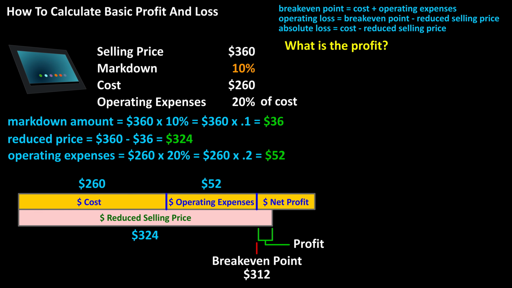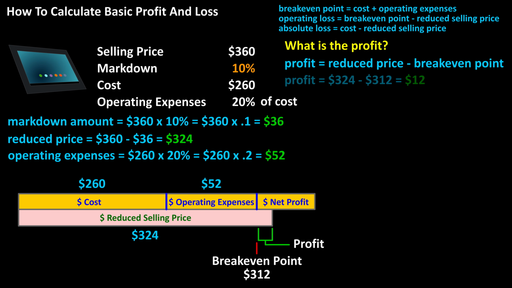Here is a chart showing this visually. So to calculate the profit, it is the reduced price minus the break-even point, $324 minus $312, which equals $12 as the net profit for the tablet at a 10% markdown.